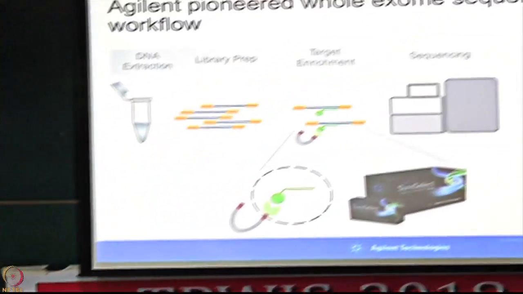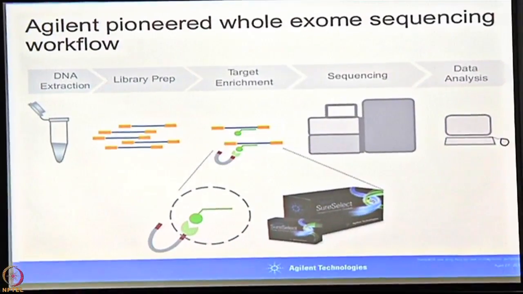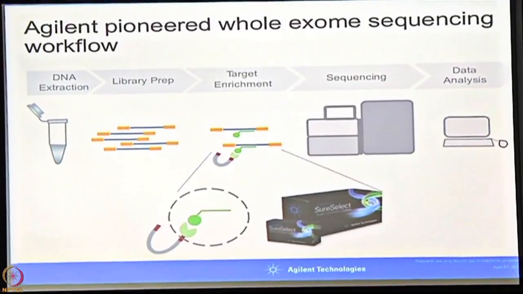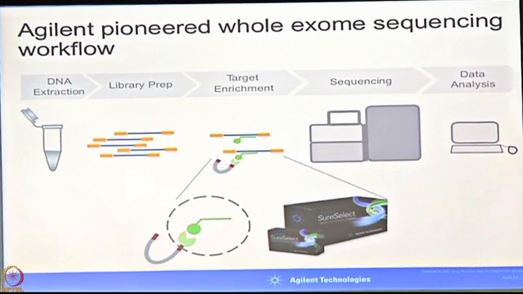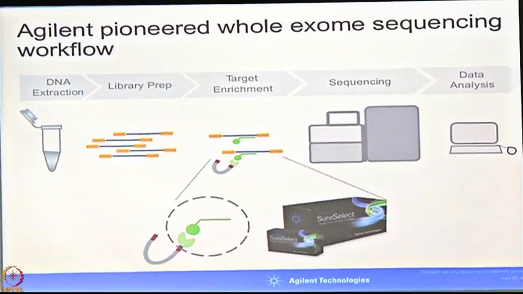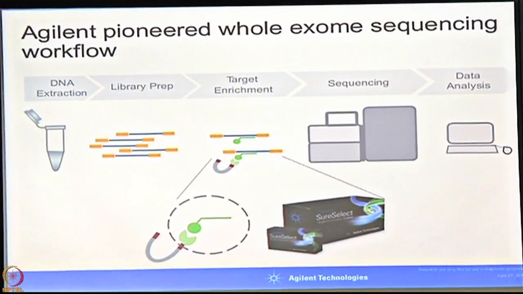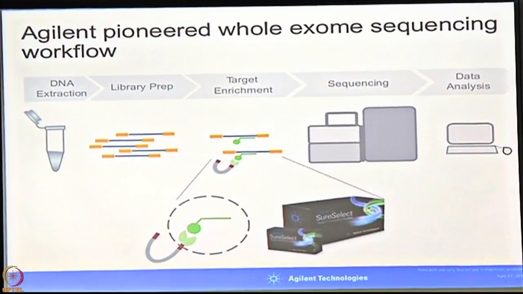So you need to extract the DNA from the patient, and then go for library preparation, and then target enrichment. After confirming the library is perfectly fine, you can sequence and go for data analysis. This is one workflow where you can use our exome panel for the diagnosis of rare disease.